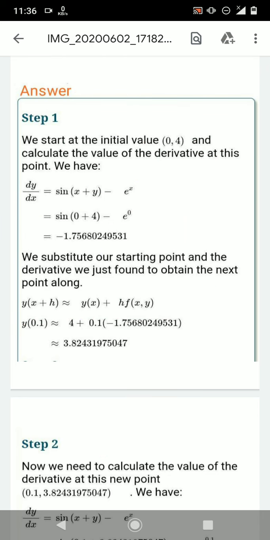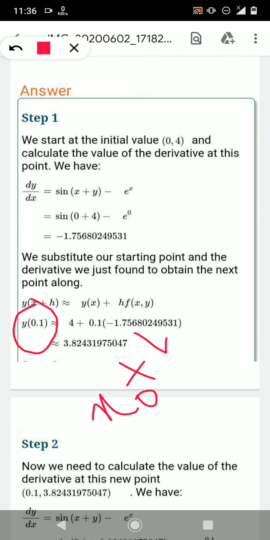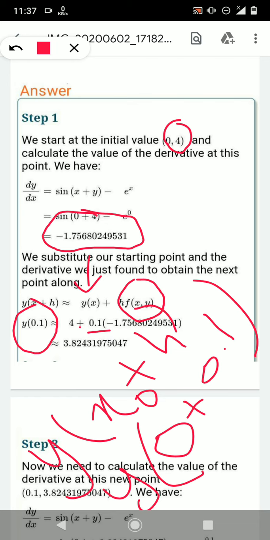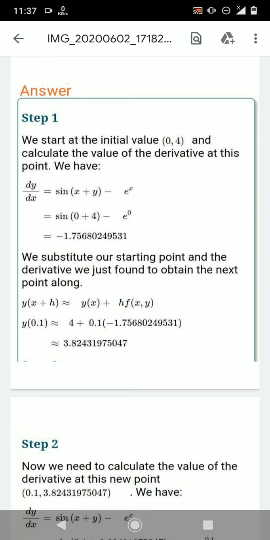Now y(0.1), that is y(x0 + h) = y(0 + h) with h = 0.1, is approximately equal to y(0), which is 4, plus h into the function value f(x,y), or the derivative dy/dx at (x0, y0), which is equal to minus 1.7568, etc. You can make use of a calculator to find the answer, which is equal to 3.8243, etc. That is the first approximation, y1.